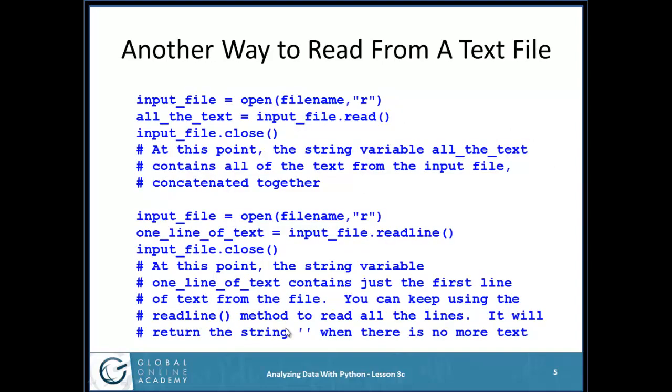Now here's another way that you can read from a text file. It's not necessarily a better way, it's just a different way. So I've got the same input file equals open statement, and then I can use the read method on the file object and get all of the text read into one variable, which I called all the text. Then I close the file. At this point, the string variable all the text has the entire file's contents in one variable, including new line characters and so on.